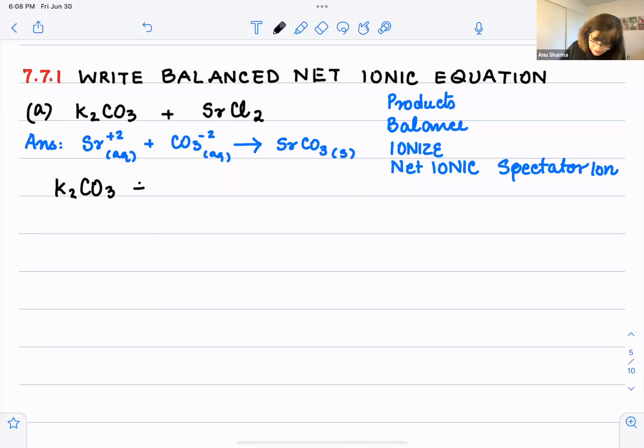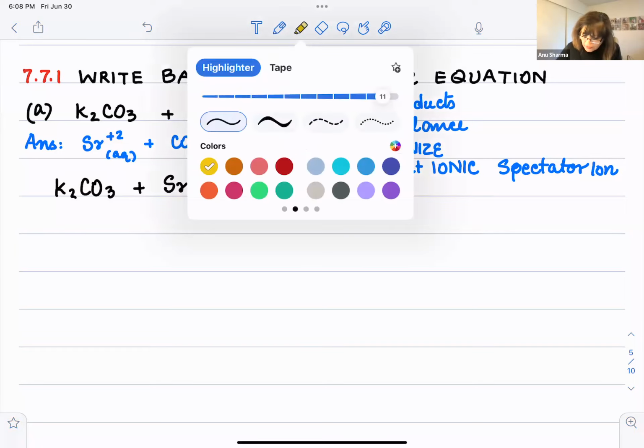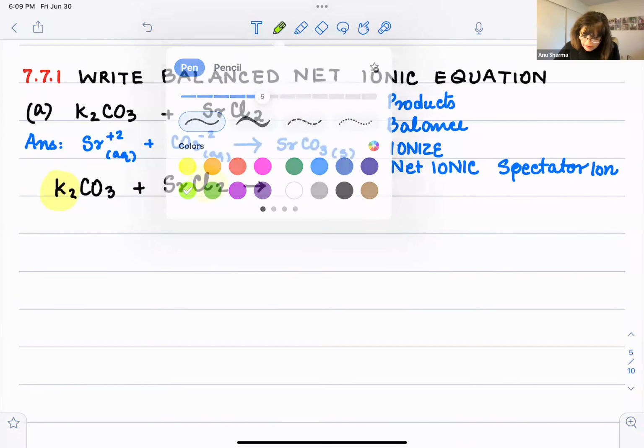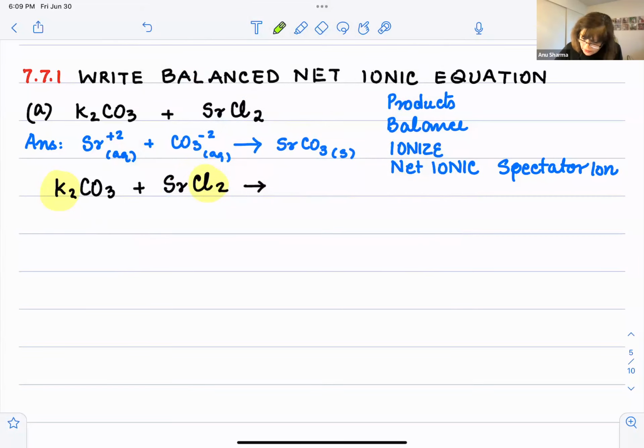K2CO3 plus SrCl2. Okay, so what is this here? Here you have 2 potassiums reacting with chlorines, and then we will have strontium with carbonate. So potassium with chlorine and strontium with carbonate are going to mix to form the new compounds.